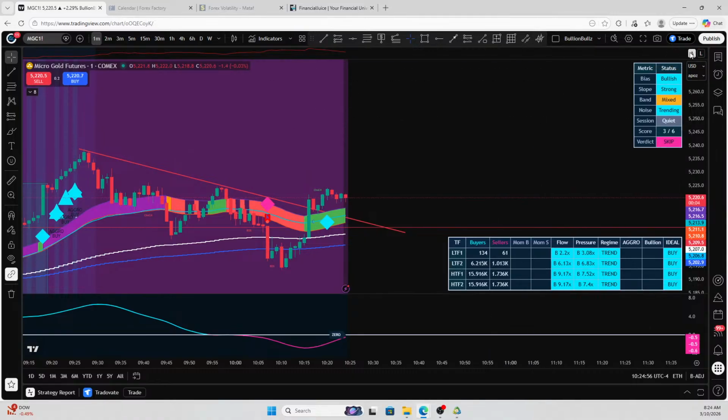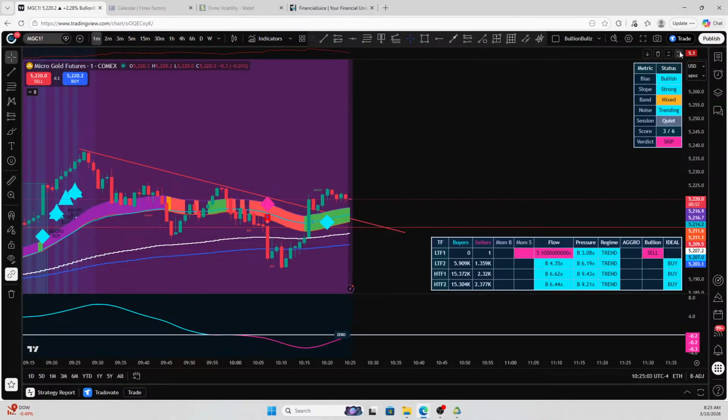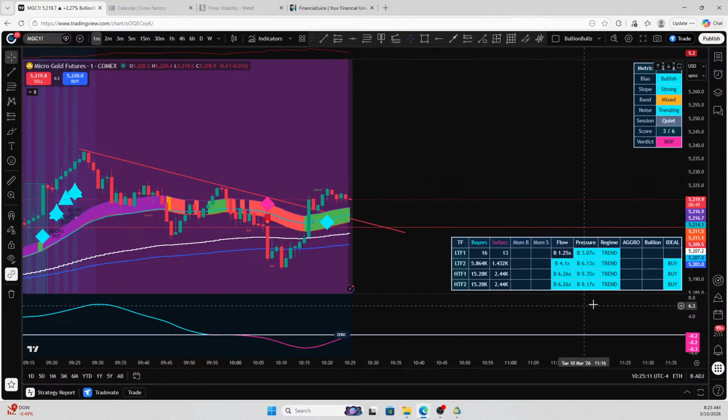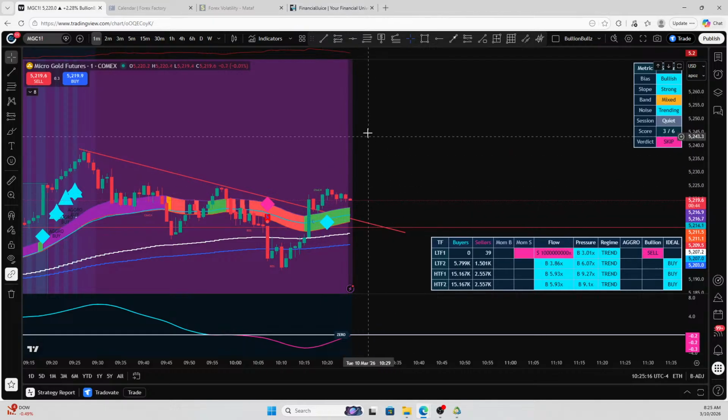Right now it's 55 pips. ATR is at 55 pips. Whatever it is, 5.5, you multiply that by 10, and that would be your pip size. Pressure is building up in the market. We do see change of character here. We do want to wait for break of structure.